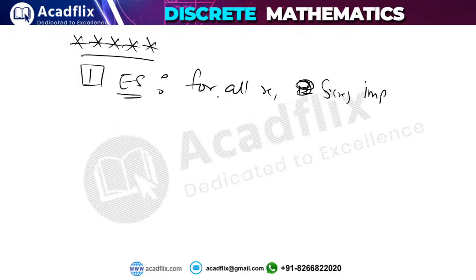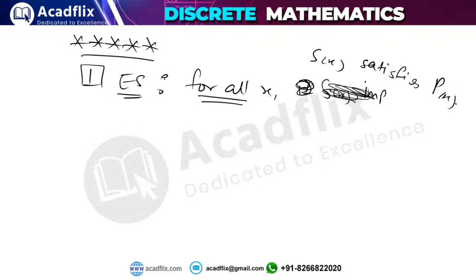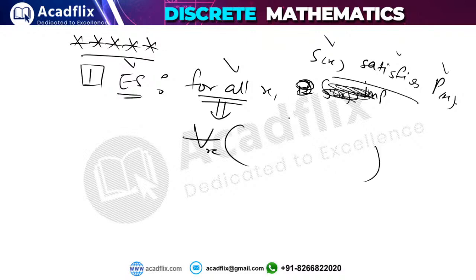So whenever we have this kind of statement, for all x, Sx satisfies Px, how will you translate it in mathematical logic? Very easy. You will translate it like this: for all x, Sx implies Px.